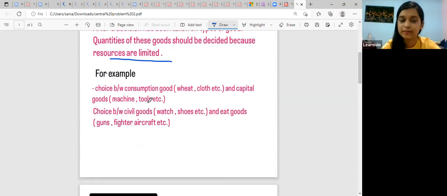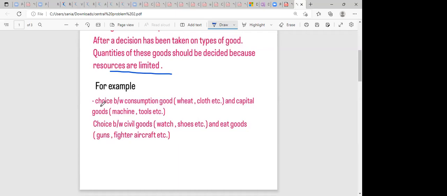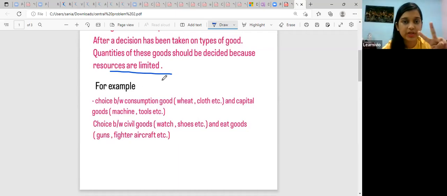Now, basically, what I told you, you have to make a choice whether you want to produce this or that. So, basically, a choice between consumption goods and capital goods. Consumption goods are basically what a consumer will eat or use, like wheat and clothes. And capital goods are basically machines, tools, etc. Clear?